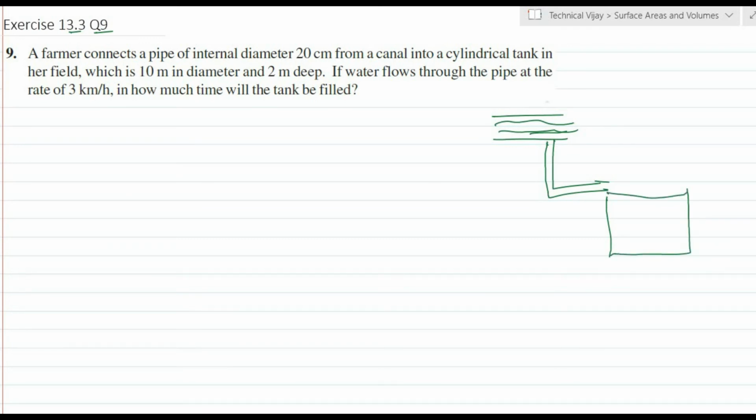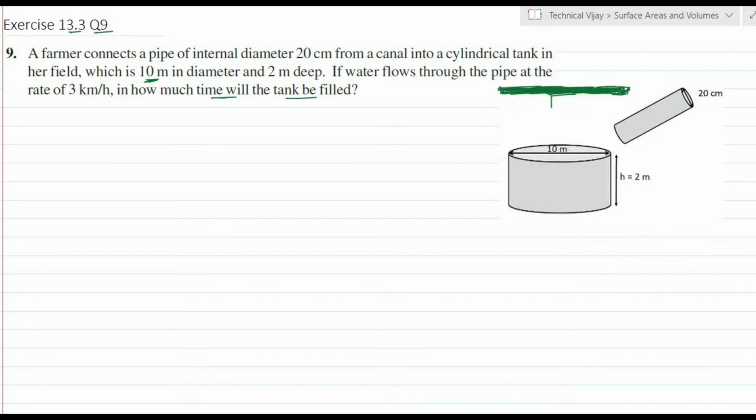This is a cylindrical tank which is 10 meter in diameter, and 2 meter depth. If the water flows through the pipe at the rate of 3 kilometer per hour, how much time will it take to fill this tank? So the volume we have to calculate here. If water flows through the pipe at the rate of 3 kilometer per hour, that is for 60 minutes, it is 3 kilometer.